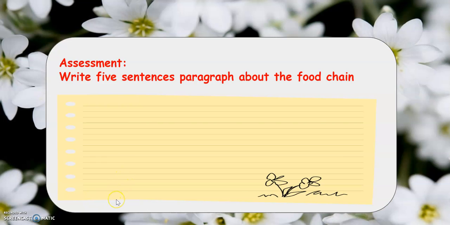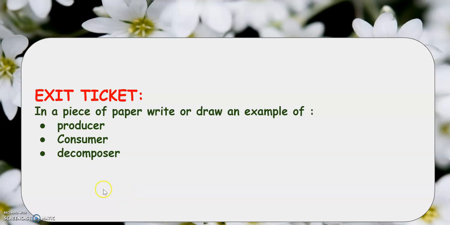And the assessment part is also very important. I give them from five to seven minutes to write five sentences, a paragraph about food chain. And then the exit ticket, which is also a very important part to develop their metacognition skills. The exit ticket is on a piece of paper: write or draw an example of a producer, consumer, or decomposer.